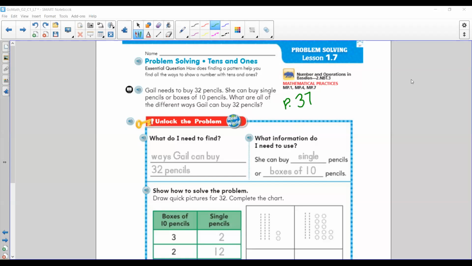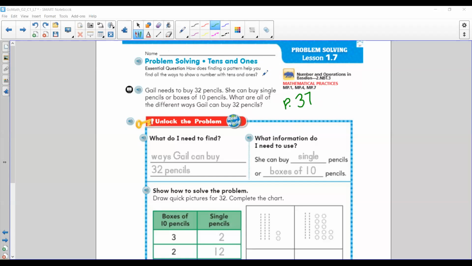Welcome to Math Lesson 1.7. This is page 37 if you're following along in your book. We are doing problem solving today with tens and ones. Our essential question is, how does finding a pattern help you find all the ways to show a number with tens and ones?